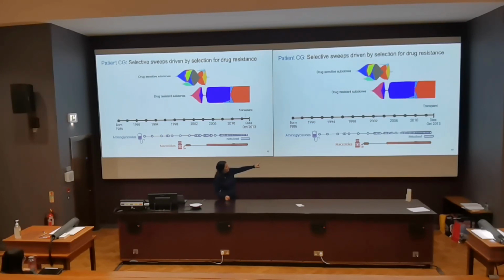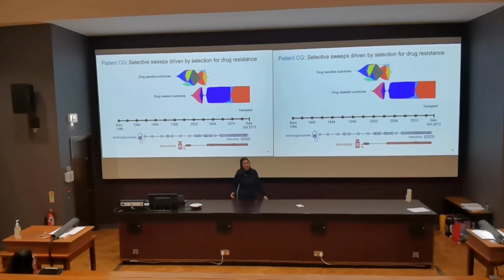So I find it particularly depressing that in the last years of her life, her Mycobacterium abscessus was fully resistant, and yet she was given really intensive therapy with very, very strong antibiotics, which have all sorts of side effects. And really, they weren't doing anything because her infection was already completely resistant.